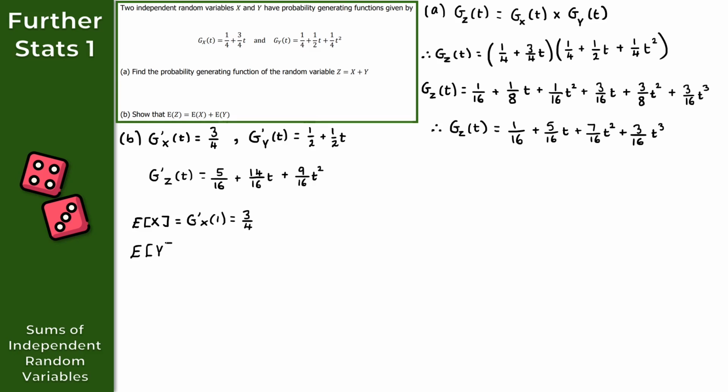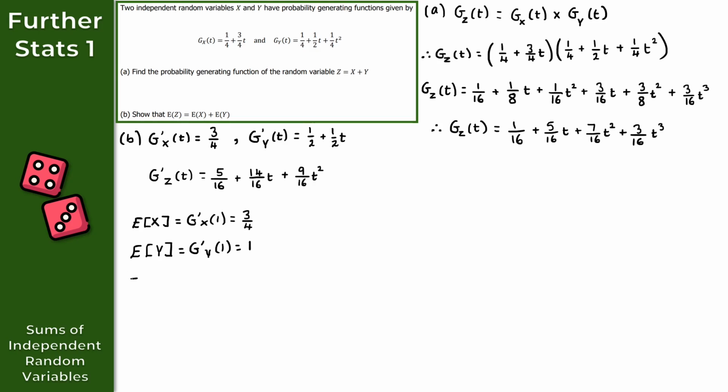Now for the expectation of y here, what do we get? Well, again, this is g prime of y here at 1. So if we evaluate this here, then what do we get? Well, I get 1 over 2 plus 1 over 2 times 1, so a half plus a half gives us 1 there.